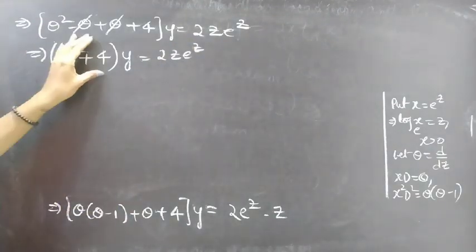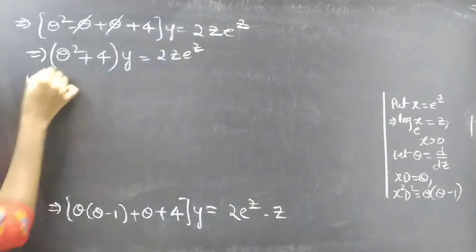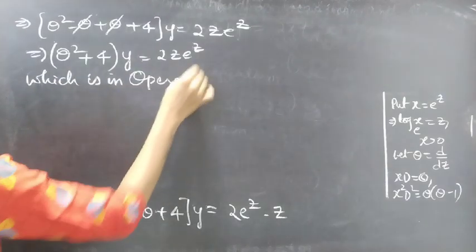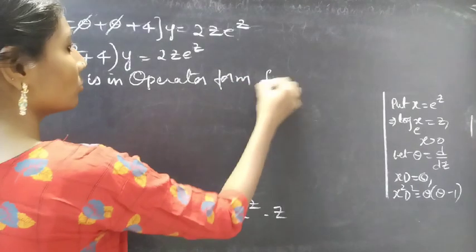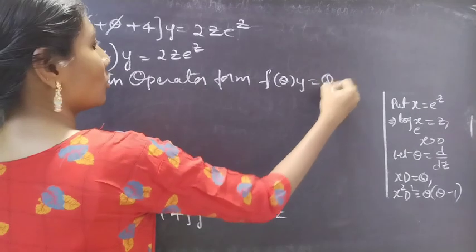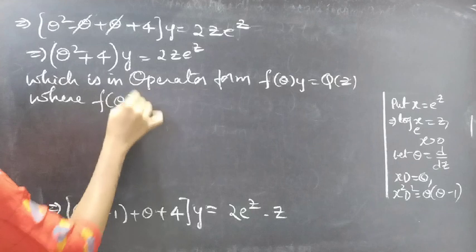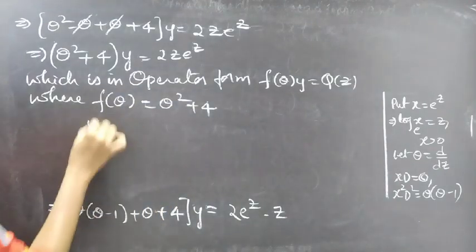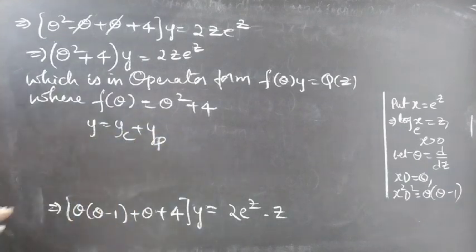And also this is in the form f(θ) y = some function of z, which is in operator form: f(θ) y = Q(z), where f(θ) equals θ² + 4. Now we need to find the general solution to the given equation, which is given by y equals yc plus yp. Here we'll find yc first using the auxiliary equation and later we'll go for yp.